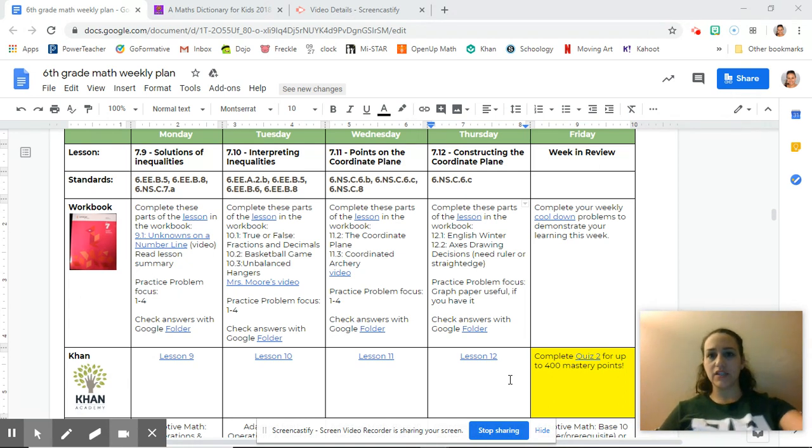We're looking at lesson 12, where we're going to construct the coordinate plane. You'll notice I'm going to go through two sections, 12.1 and 12.2, out of your math workbook. It does suggest having some graph paper if you happen to have any available. It's not mandatory, but it might come in handy when you get to the practice problems.